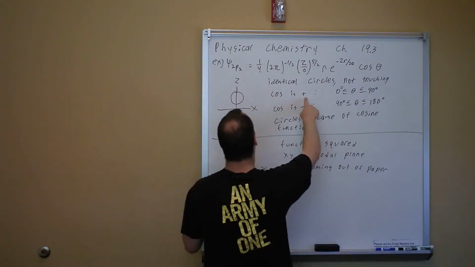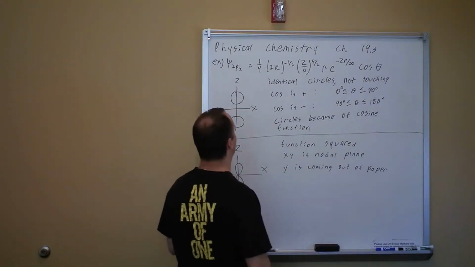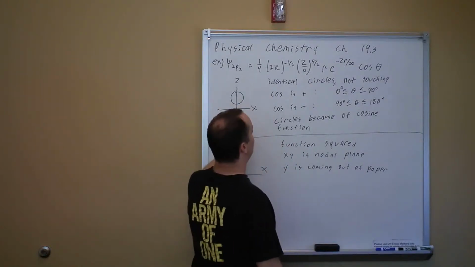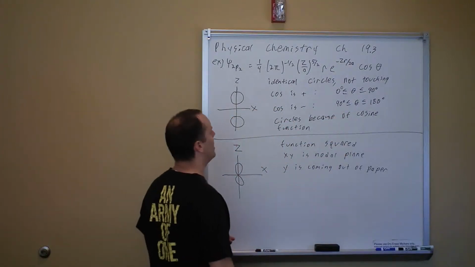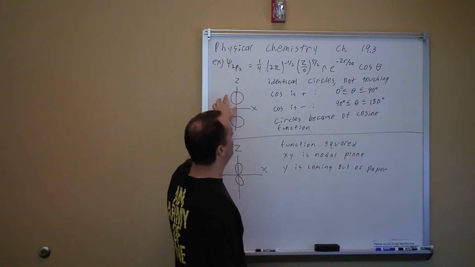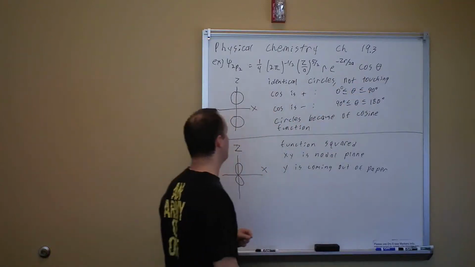So remember, when cosine is positive, then your angle is 0 to 90 degrees for theta. And when cosine is negative, then your angle is 90 degrees to 180 degrees for theta. And these are circles because of this cosine function up here.